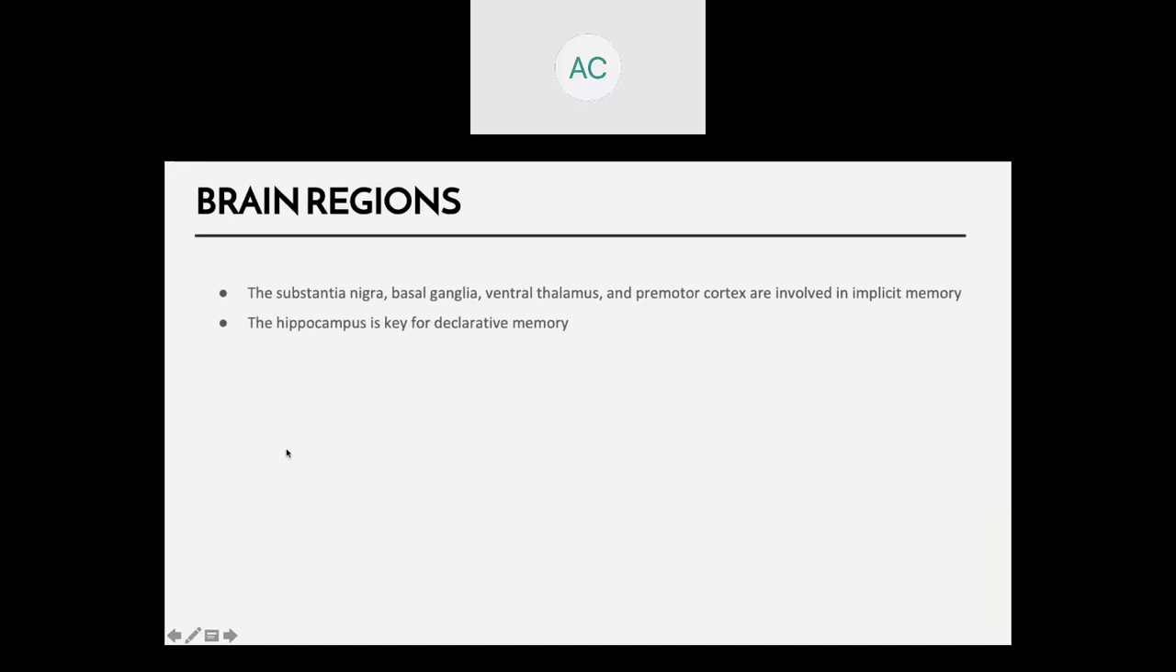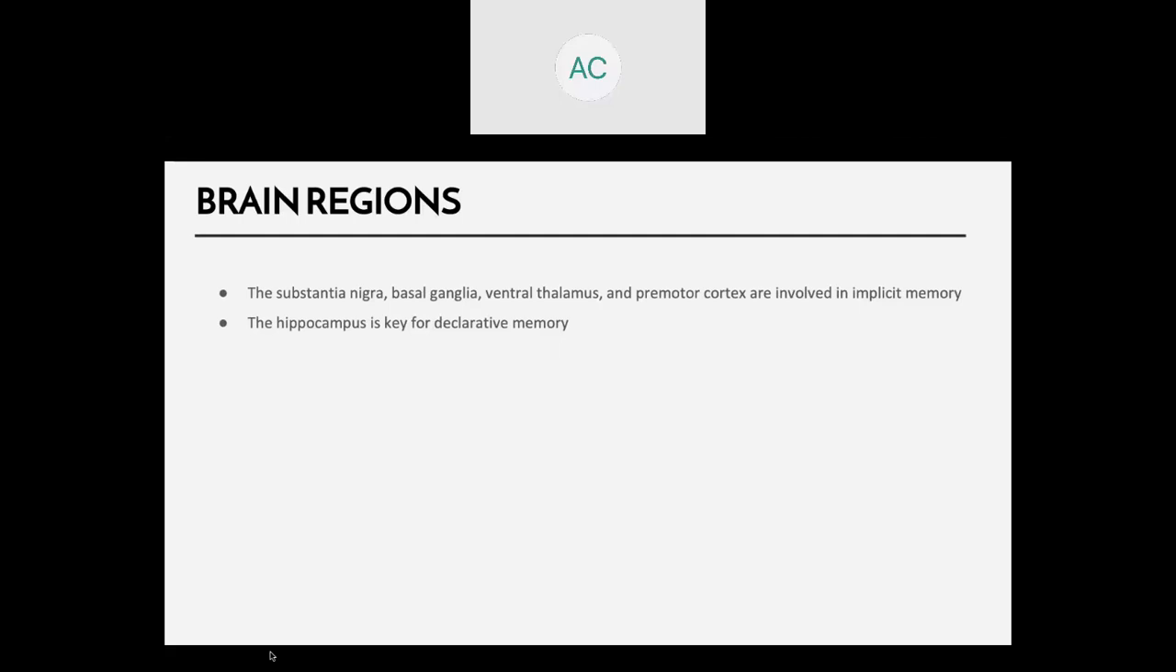So there's a picture in your slides that talks about the pathways for the different kinds of memory. I would definitely be familiar with the different brain regions involved, although a memory is the core of who we are. So there's a lot of brain regions involved, and it wholly depends on the type of memory that you're looking at. So for implicit memory, we're looking at structures like the substantia nigra, the basal ganglia, the ventral thalamus, and the premotor cortex.